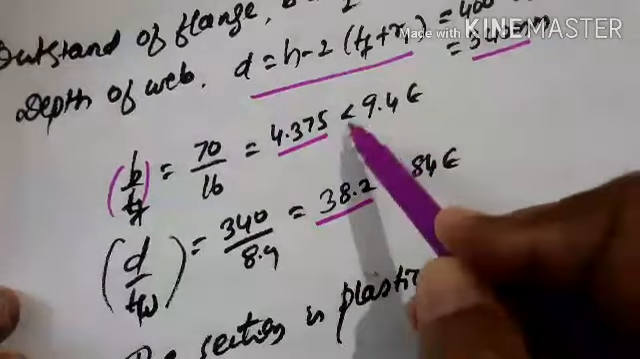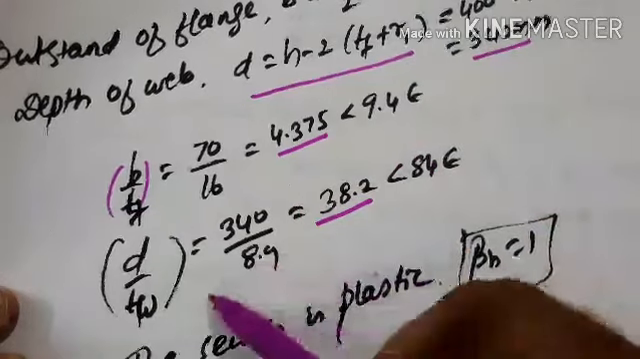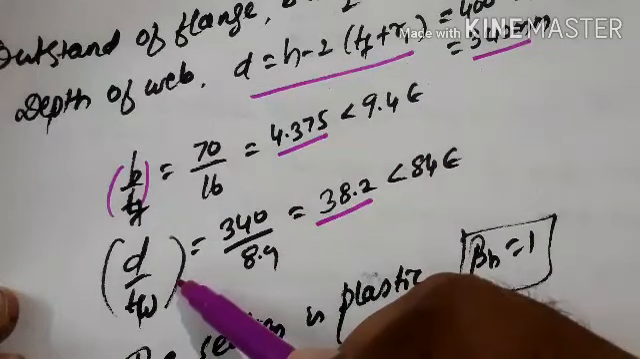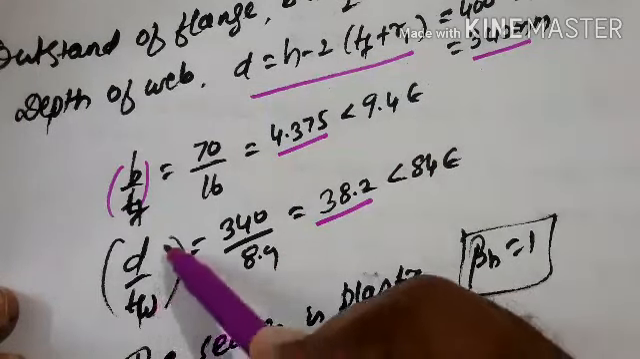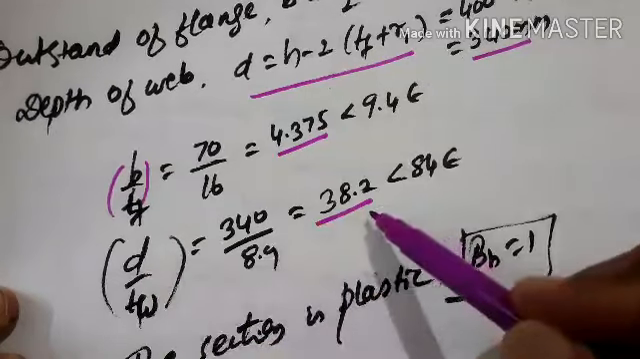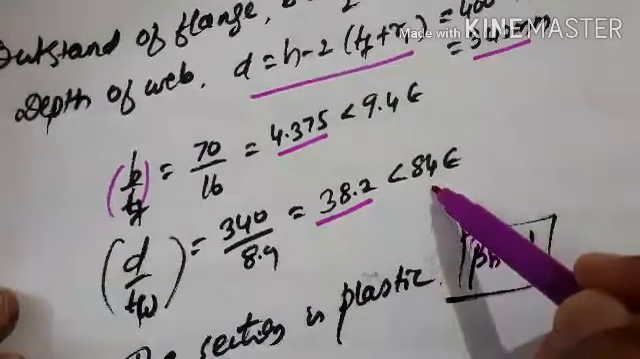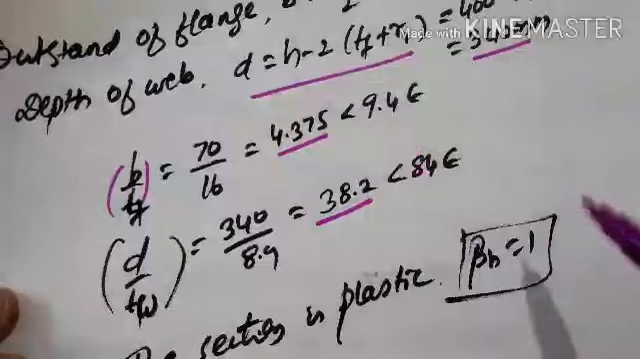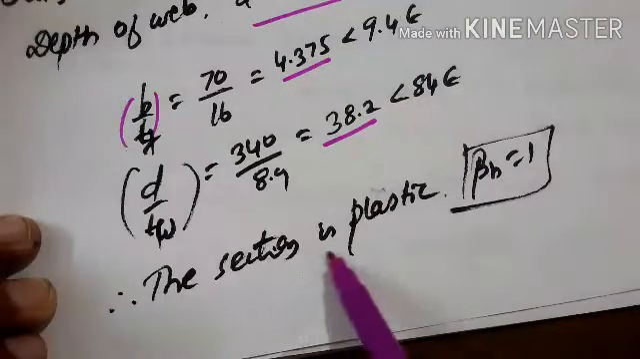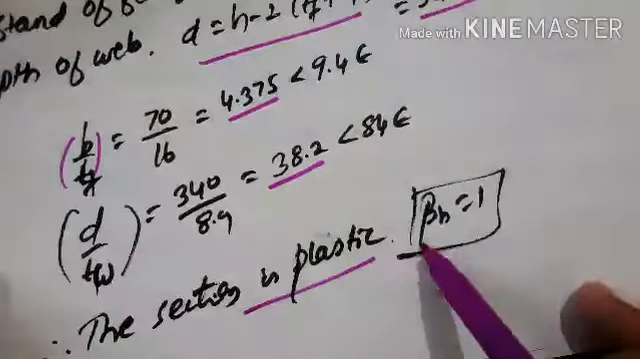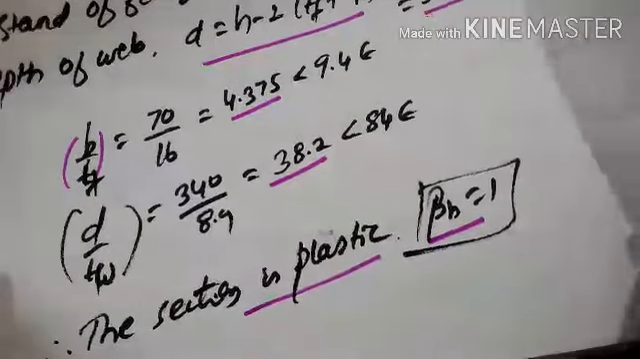So the flange ratio is less than 9.4 epsilon, and the depth to web thickness ratio is 38.2, which is less than 84 epsilon, which represents the section. The given section is a plastic section, and for a plastic section the beta B is 1.